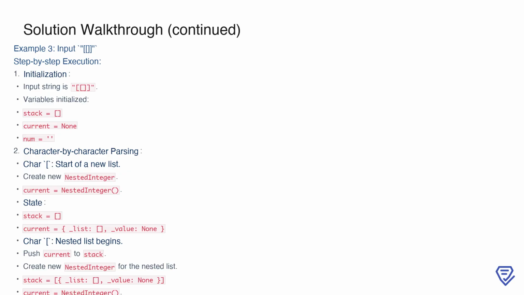To handle this, the current object is pushed onto the stack so it can be returned to later. A new nested integer object is then created for the nested list, and current now refers to this new object. The stack at this point contains one item, _list _value, none, while current is in the state _list _value, none.